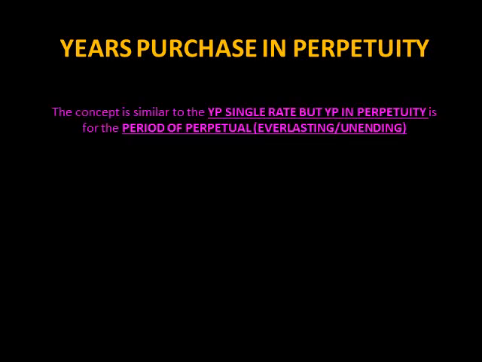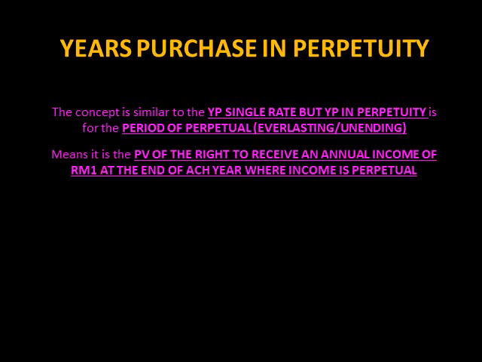The concept is similar to YP single rate, but YP in perpetuity is for the period of perpetuity. If you receive cases that are similar and it is difficult to differentiate whether it is YP in perpetuity or YP single rate, look at whether the question also gives the time period. If the time period is given, it is YP single rate. If the time or period of the income that you will receive is not stated, it is YP in perpetuity.